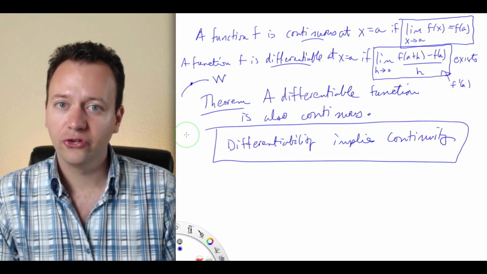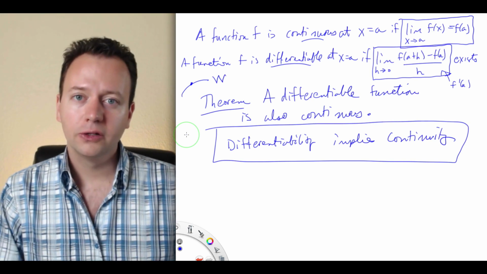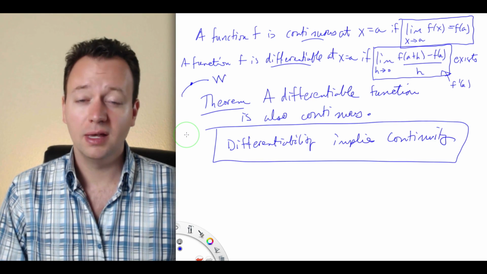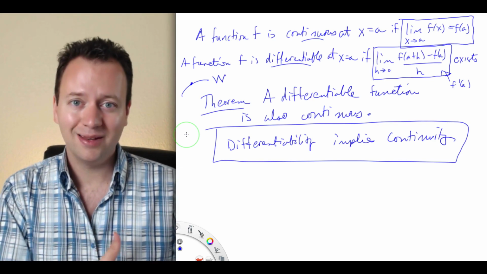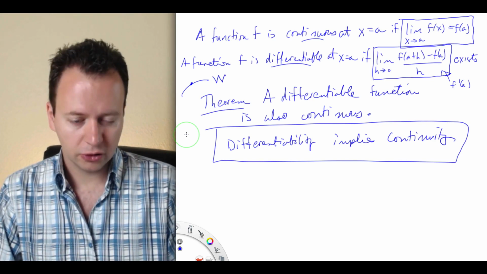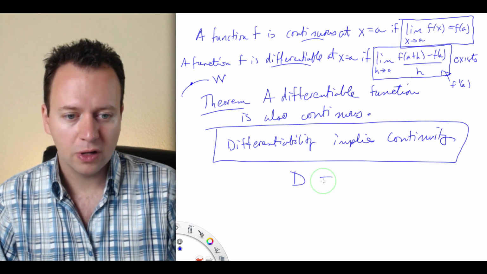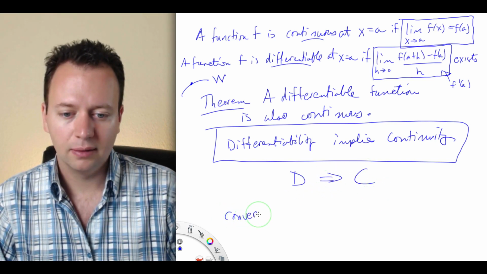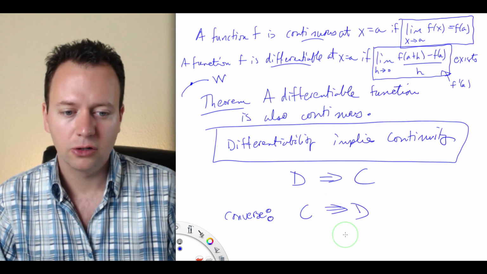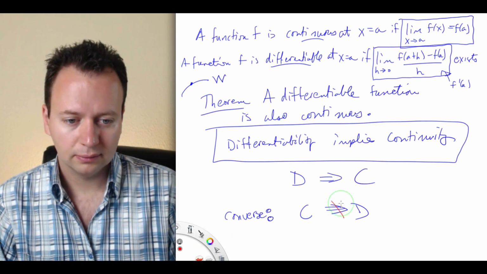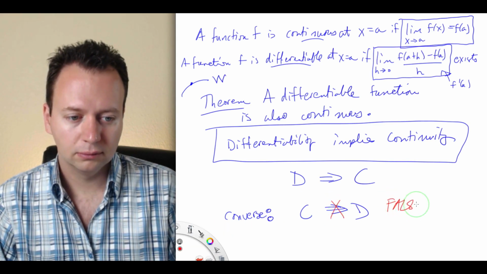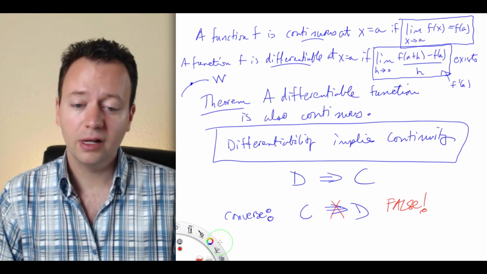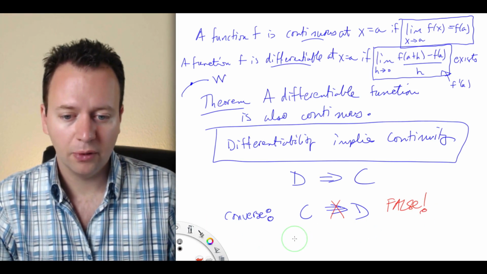Now the converse is not necessarily true. In logic, the converse statement is the statement that is obtained by reversing the logical direction. So here we have differentiability implies continuity. The converse of this would be continuity implies differentiability. Now this statement is false, and we can prove that it's false with a simple counterexample.